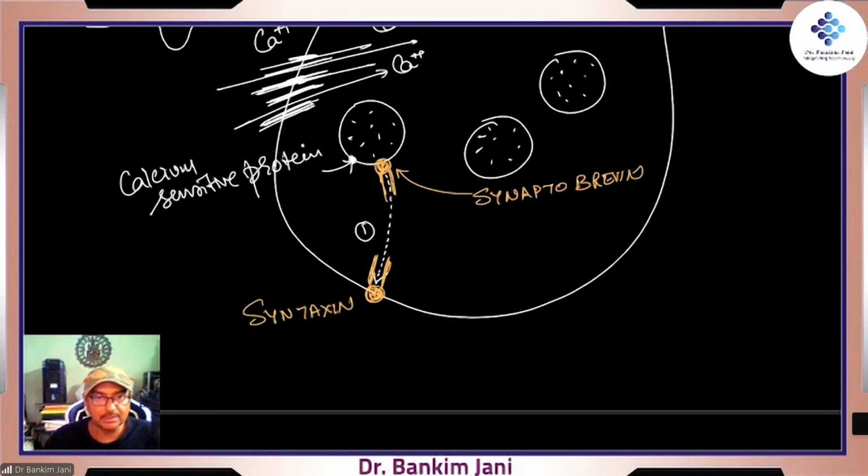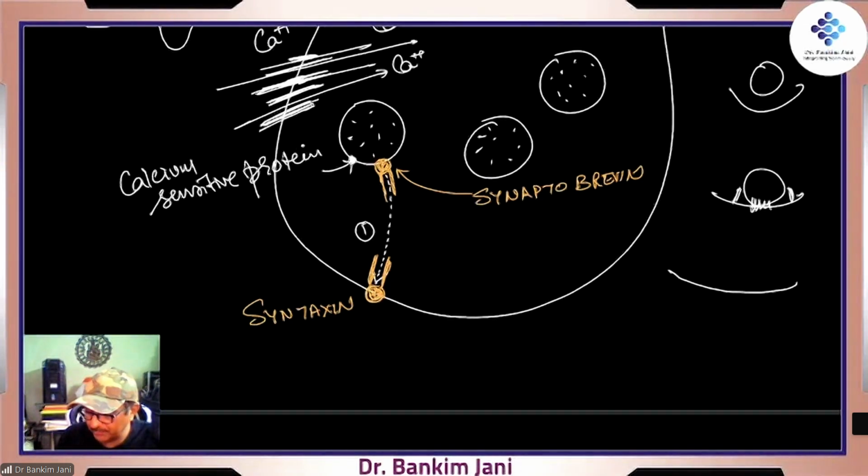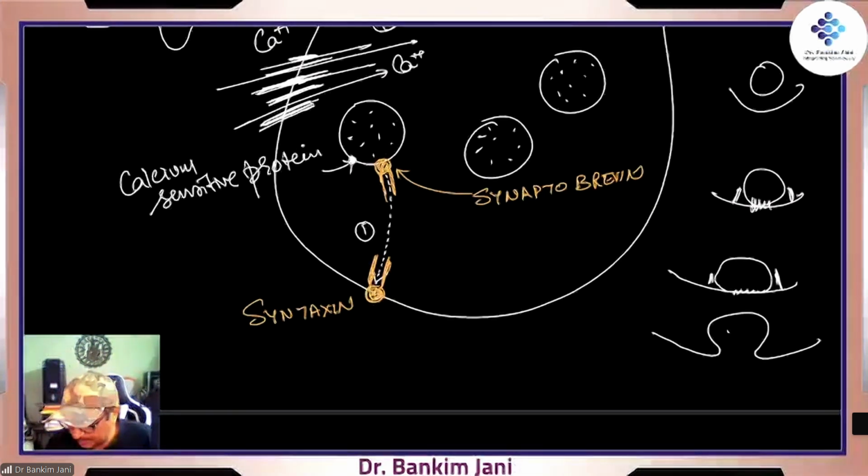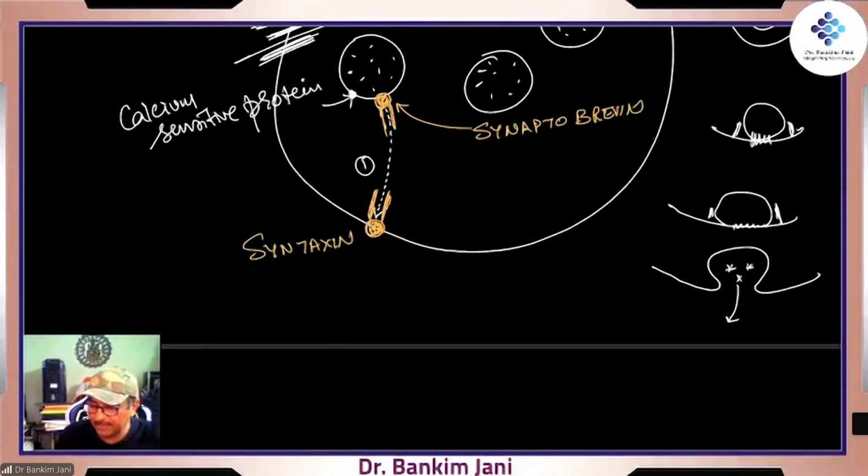So the situation will go something like this. Here it is coming near, then it will be touching. These proteins have anchored this vesicle, and then this membrane will fuse. The situation will be like this, and then this membrane would shift so that the neurotransmitters are released.